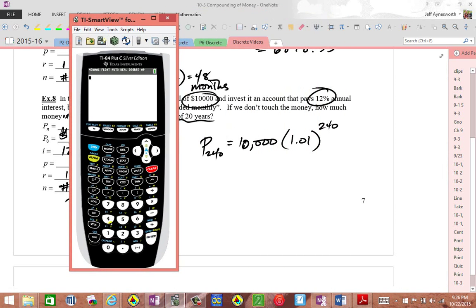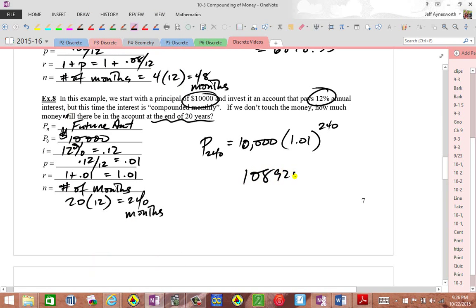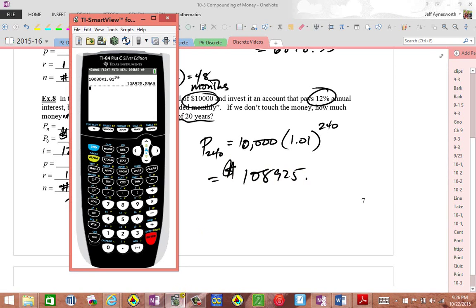Now these look like complicated problems, but not with some decent technology like a simple calculator. So take 10,000, times 1.01, raise it to the 240th power. All right, and what do you get? Look at that, 108,925. All right, how many cents? Let's take a look at it here. Look at that, 54 cents.